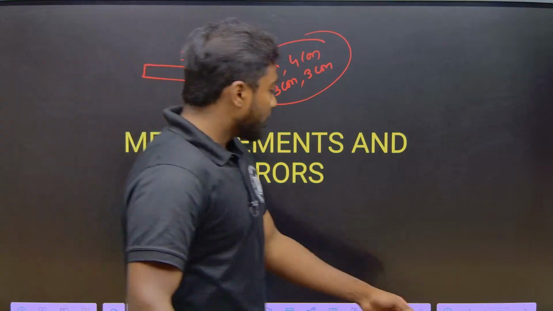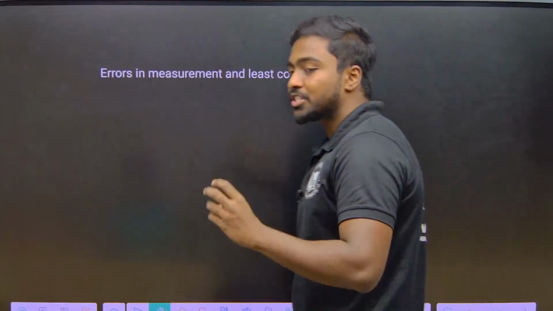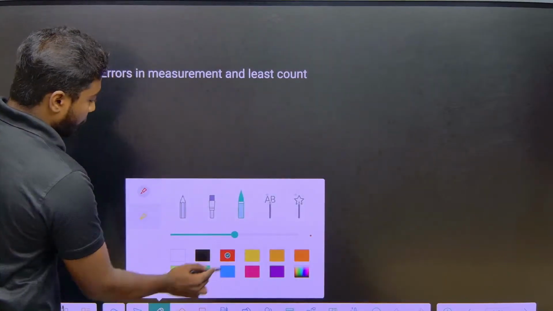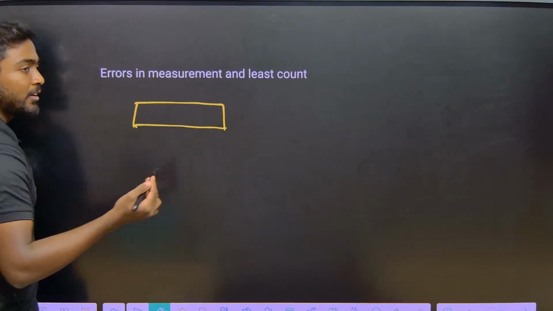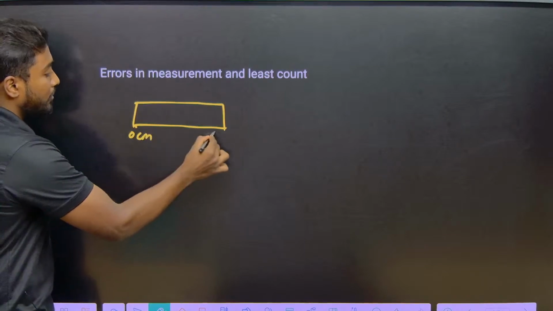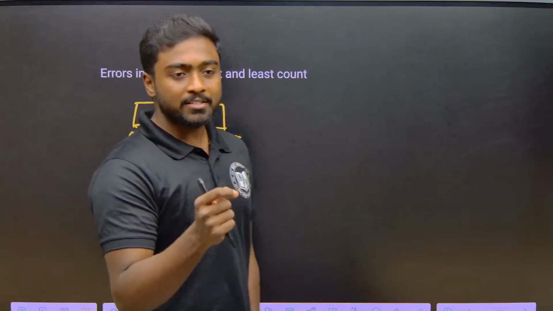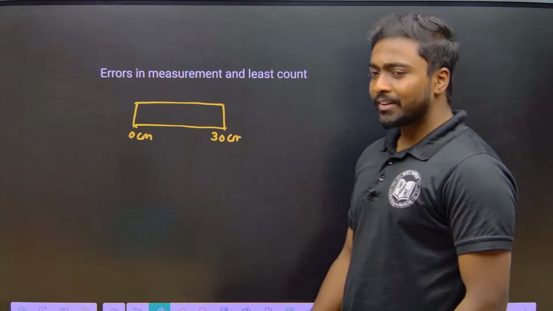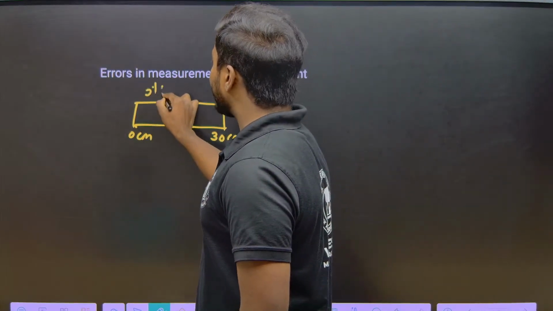First we will see errors in measurement and least count. Consider a scale which we use in daily life, from 0 centimeter to 30 centimeter. What is the least count, what is the least centimeter I can measure from the scale? 0.1 centimeter. Okay, 0.1 centimeter I can measure.